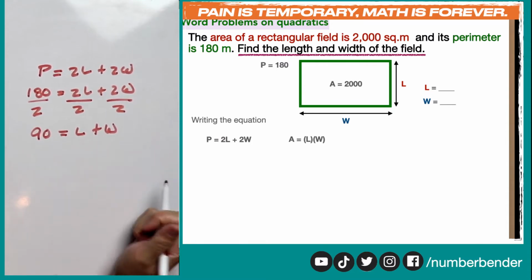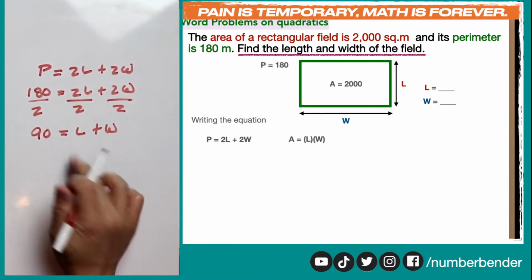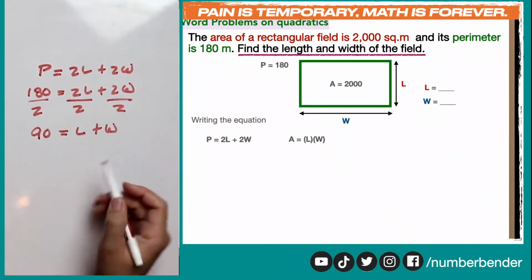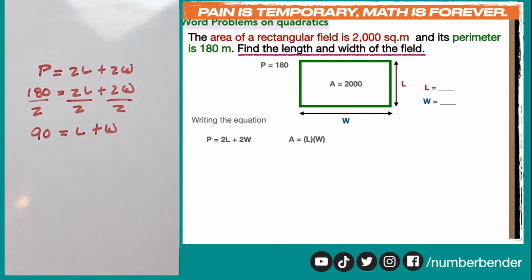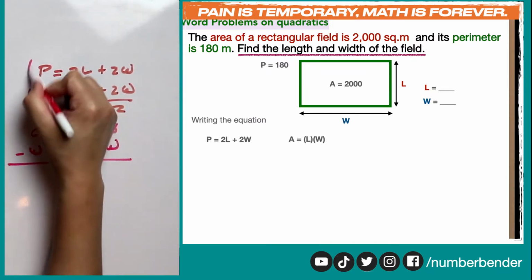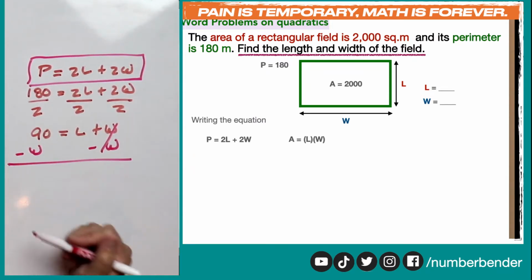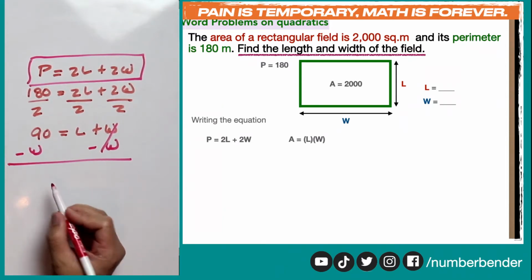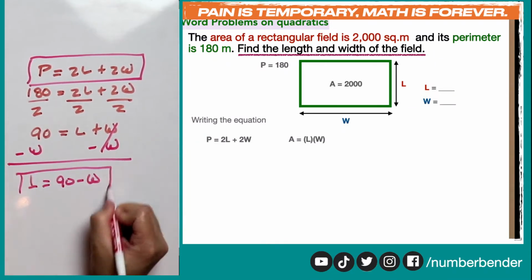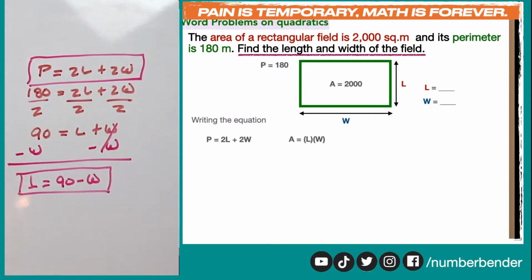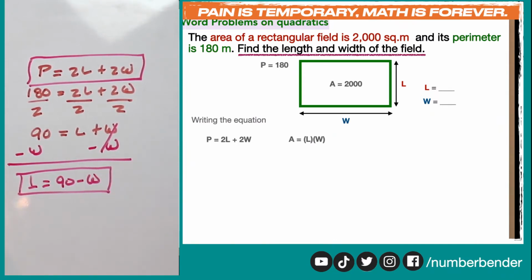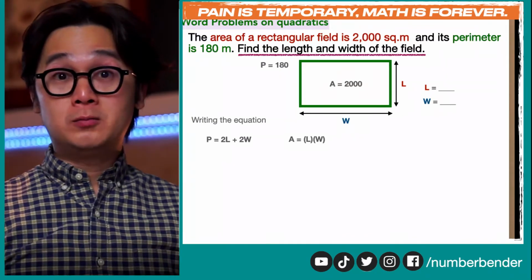And now that I have a simpler formula, I want L to be by itself because I'm going to work with the variable L instead of W, but again, it doesn't matter which one you choose. So I'm going to subtract W on both sides so I can modify my original formula into a single variable formula with respect to L. So now my L is equal to 90 minus W, and this equation right here is what will help me work with the area of the rectangle that we have formulated from our word problem.